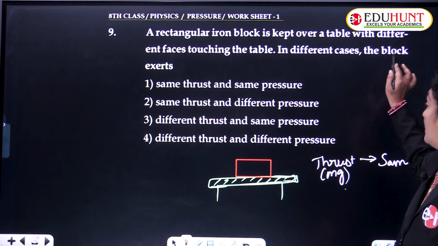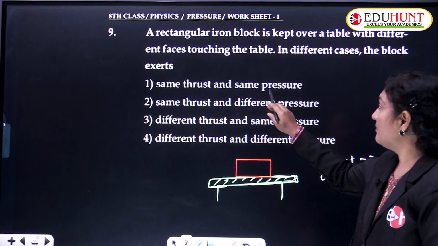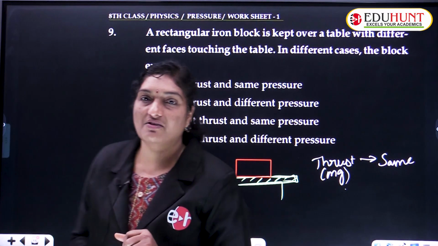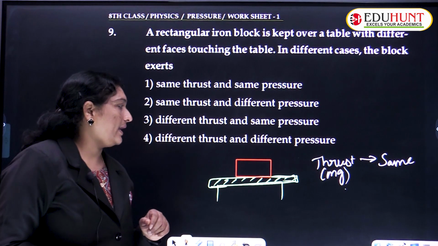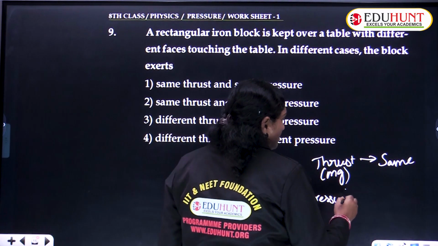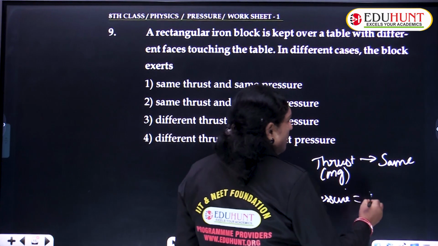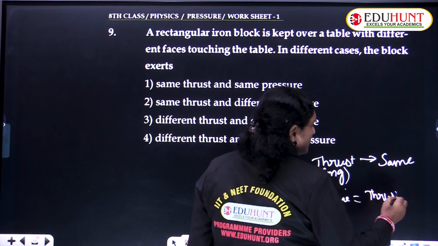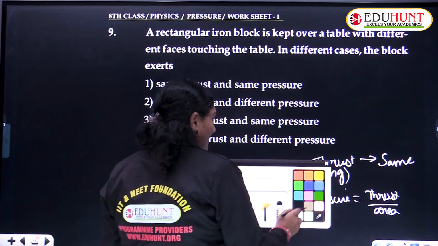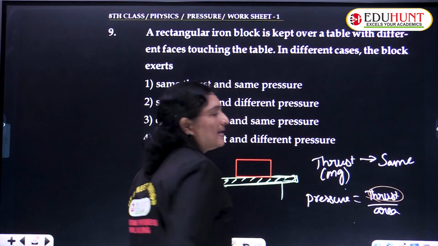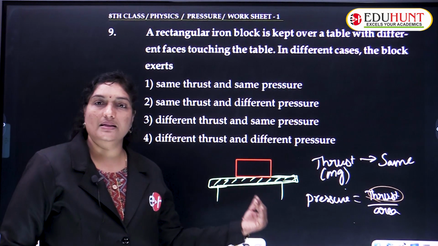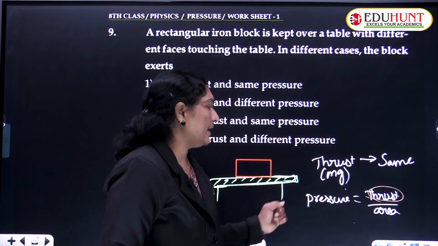Whereas if you talk about pressure, what do you mean by pressure, children? Pressure is defined as force upon area. So pressure is equal to force upon area, or in other words you can also say thrust upon area. But just now we have discussed that in every case thrust remains the same. It directly indicates the weight of the body. So thrust remains the same. Then what about area?